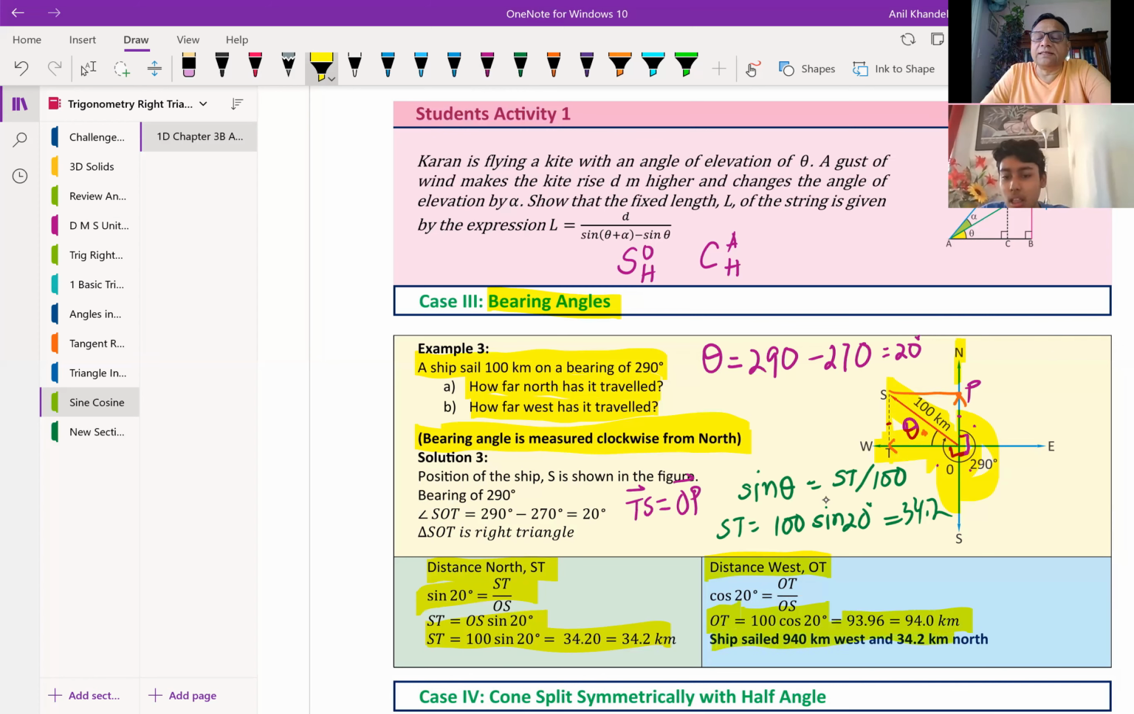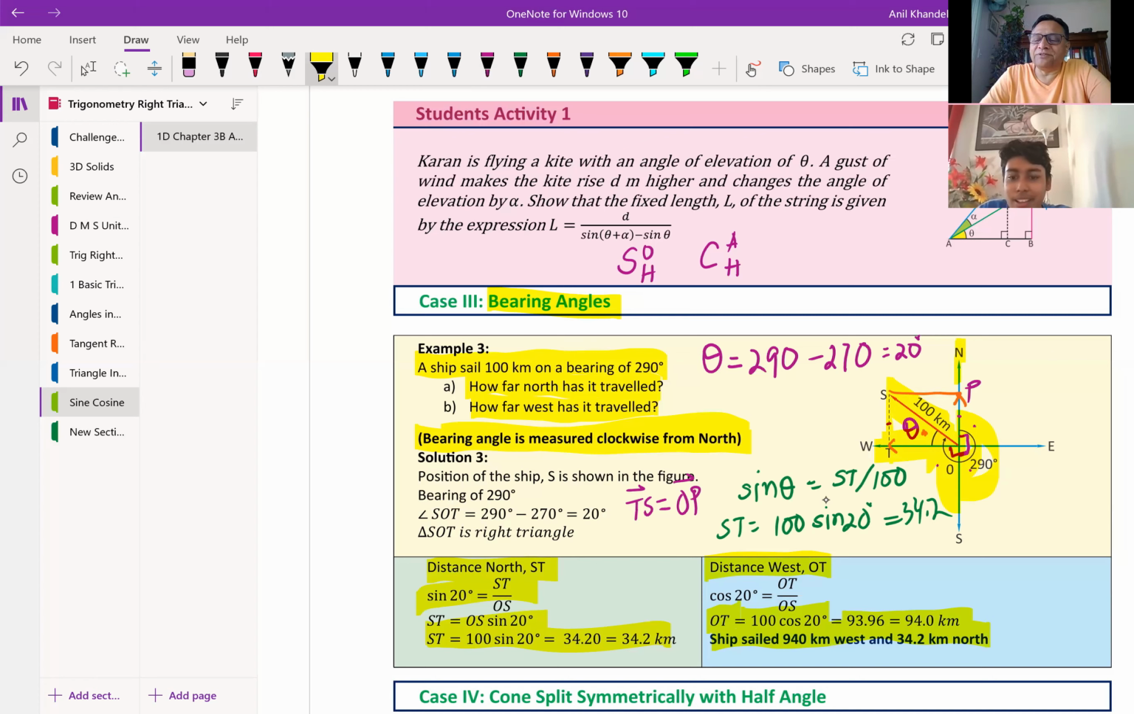Correct. So we can say that when the ship is following the bearing of 290 degrees, it covered 100 kilometers, in which it went west 94 kilometers and north 34.2 kilometers. Is that clear to you? Yes, sir. So that is how we could do the bearing angle questions using trigonometry.